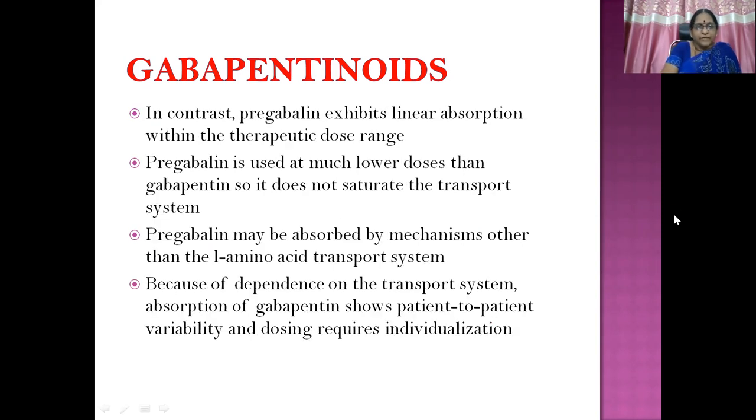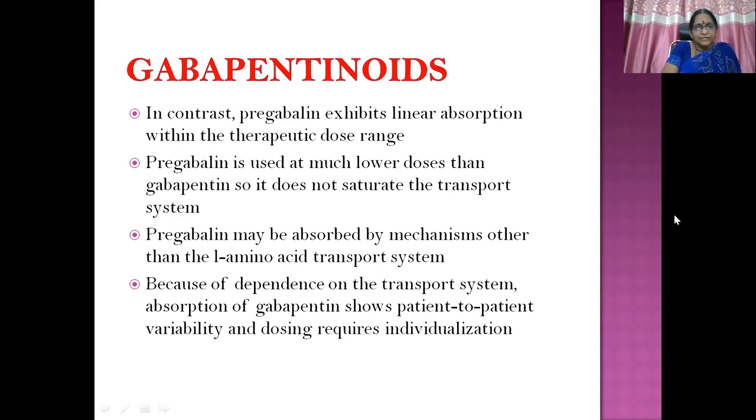Then, in contrast, pregabalin exhibits linear absorption within the therapeutic dose range. That is saturation, and this is linear absorption. So pregabalin is used at a much lower dose than gabapentin, so it does not saturate the transport system. Okay, non-saturating. Then pregabalin may be absorbed by mechanisms other than the L-amino acid transport system, which I am not going to discuss at this level.